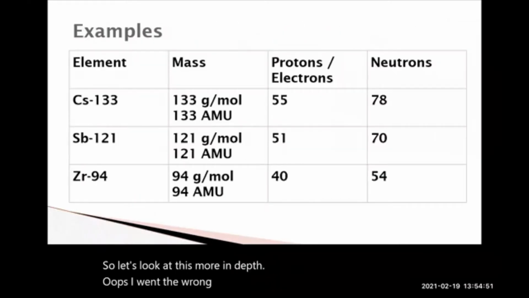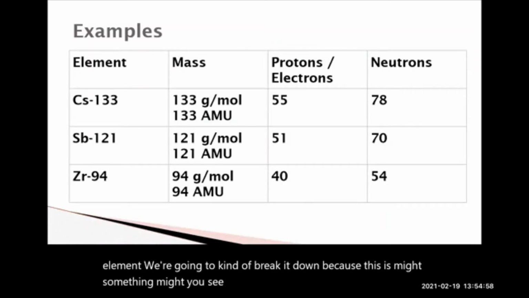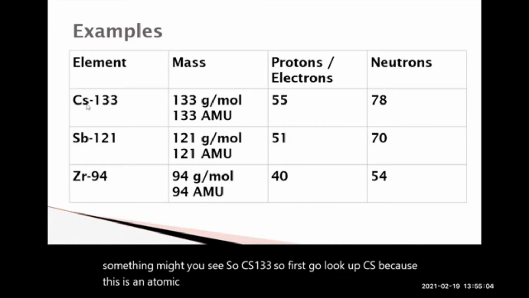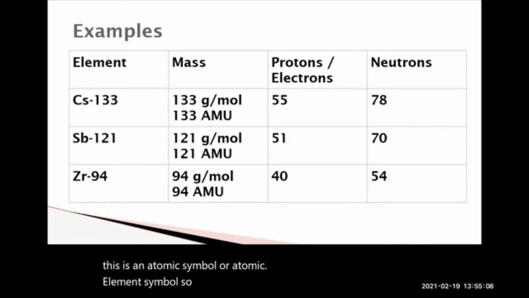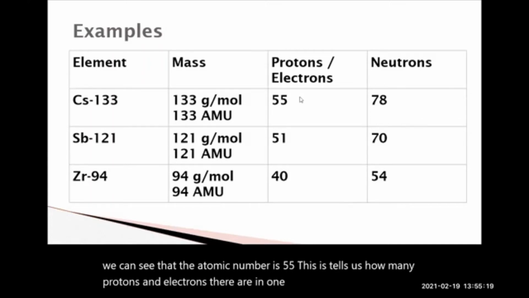So, we're going to be given an element, and we're going to break it down because this is something you might see. Cs-133. First you have to look up Cs, because this is an element symbol. Cs is short for cesium. When you look up cesium, you can see that the atomic number is 55. This tells us how many protons and electrons there are in one atom of cesium. That 133 tells us the mass.